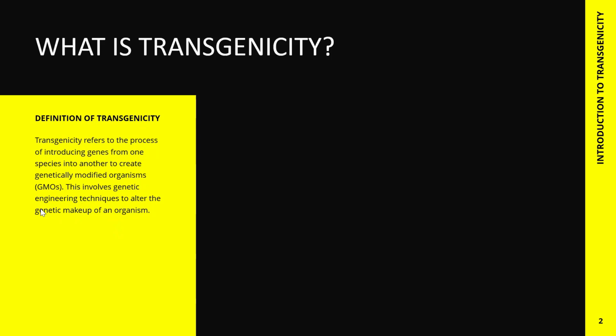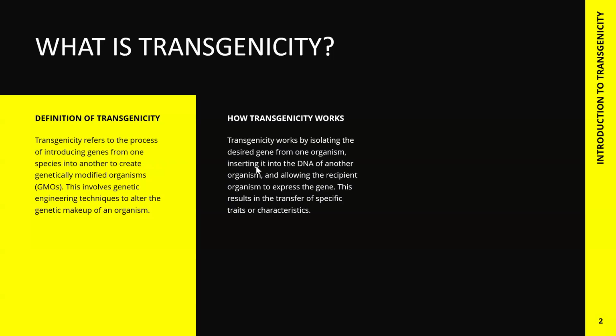And then how does this transgenicity work? Transgenicity works by isolating the desired gene of one organism, inserting it into the DNA of another organism, and allowing the recipient organism to express the gene. And this results in the transfer of specific traits or characters. Like, for example, this is a typical example.